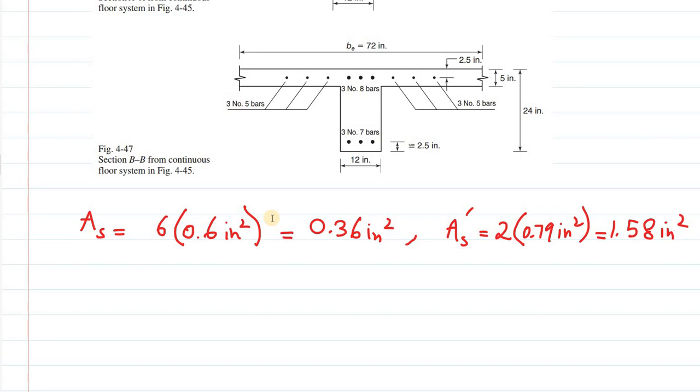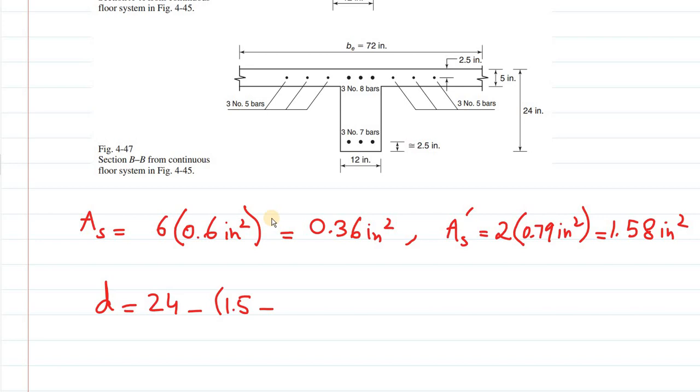So D is H, 24 inch, minus the distance from the extreme tension fiber to the centroid of the first layer of tension steel. That is 1.5 inch clear cover plus the full diameter of the stirrup bar, and that may be 3/8 inch or maybe 4/8 inch.